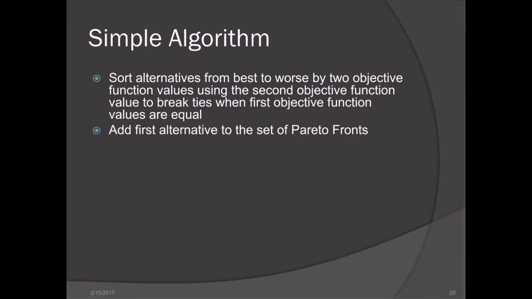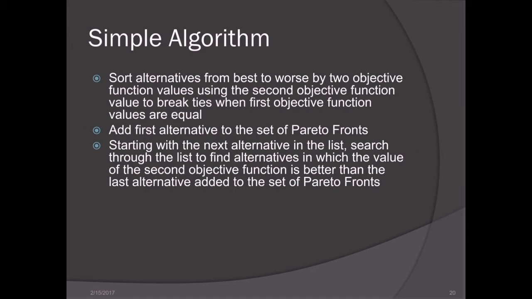So here's a simple algorithm. This is the algorithm that TC Falls actually implemented using R and C++. We sort the alternatives from best to worst using two of the objectives. We look at the first objective increasing, and the second objective value is used to break any ties for the first objective. After the sort, the first alternative is always added to the set of Pareto points.